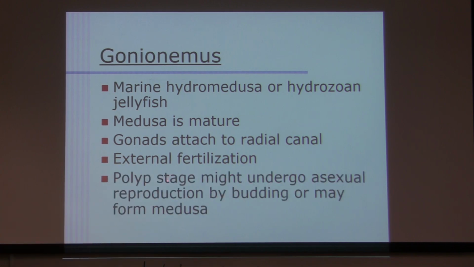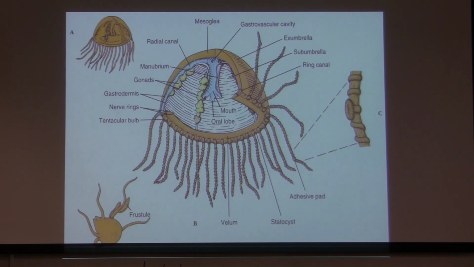Let's go. Polyp stage might undergo asexual reproduction by budding or may form a medusa structure. Here's a Gonionemus, the structure of it. We have it in the lab. I'm not too crazy about all of these structures. Do not worry about all of these structures. Do not worry about it. Just be able to recognize it in the lab. We have a specimen of it in the lab. It's very distinguishable. They're very small.